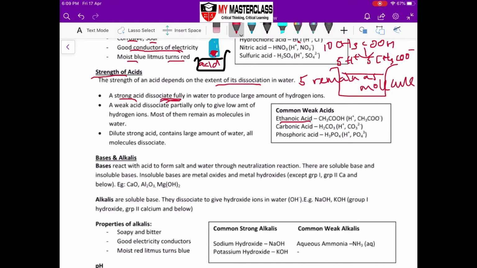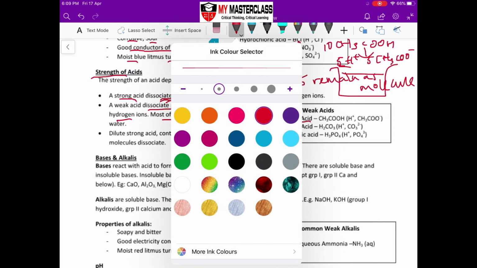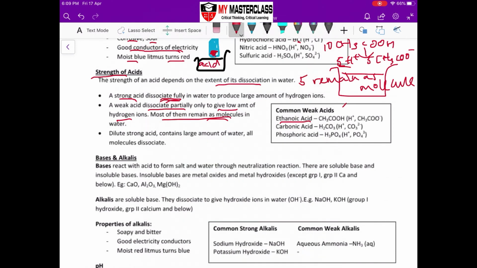Okay, this idea over here means that they dissociate partially, and because I will only have 5 H plus, this gives me low concentration of hydrogen ions. A lot of them remain as molecules in water. So the important idea over here is we must know the common examples of your weak acid. The most common one they will give you is your ethanoic acid, CH3COOH.